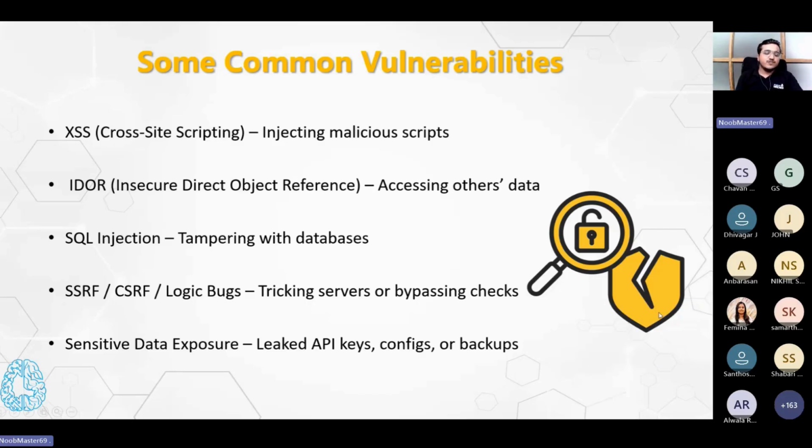SSRF, CSRF, business logic bugs, tricking the server or bypassing checks. There will be a lot of security in place. It's not like the website won't be thinking of that when you're doing bug bounty hunting. Attackers or even researchers might approach using this way, so websites will try to prevent those approaches. Sensitive data exposure, leaked API keys. There are a lot of vulnerabilities. When I'm talking about just a web application, you will be able to find more than 50 vulnerabilities on a website. It depends on your experience and how you approach the target.